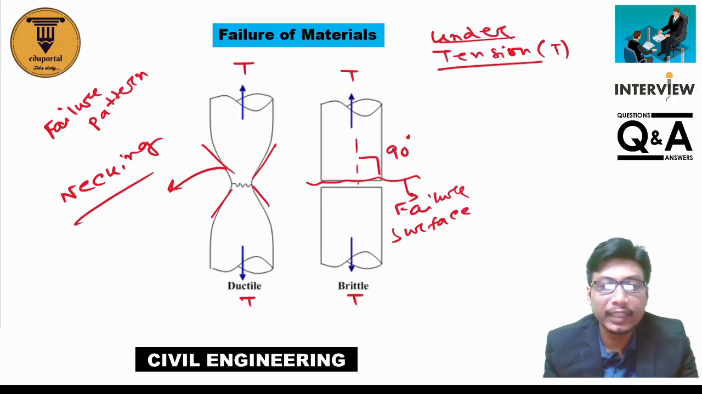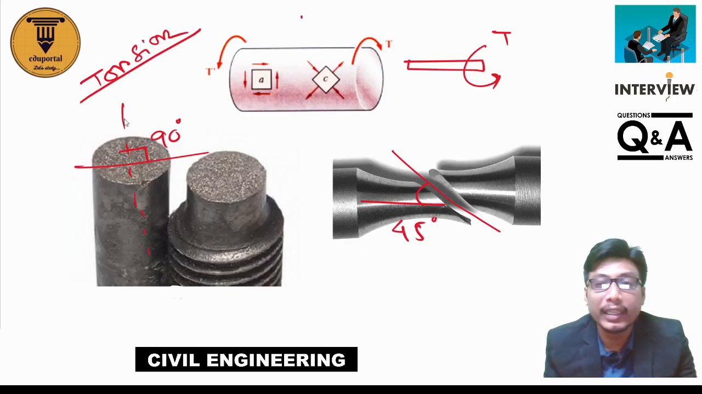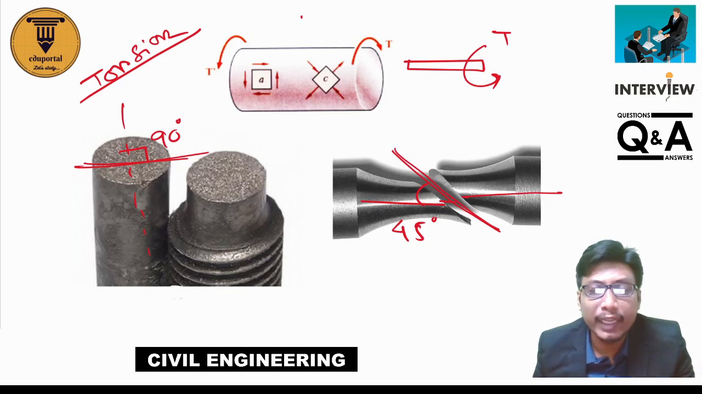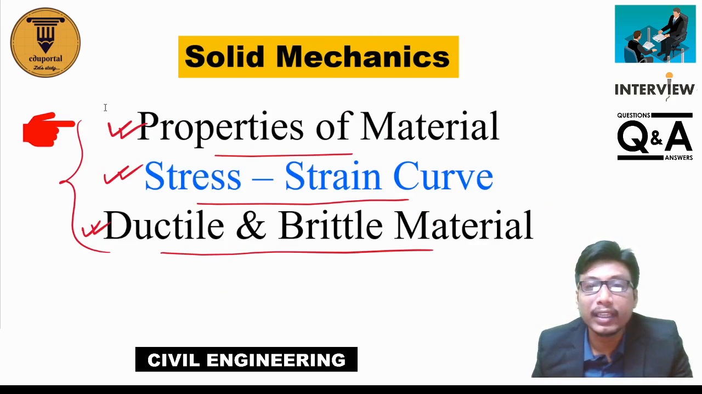So in case of ductile and brittle material under tension, the necking phenomenon can be seen in ductile material, and in case of brittle material the failure surface is 90 degrees. But in case of torsion, the failure surface of ductile material is 90 degrees, and in case of brittle material the failure surface makes an angle of 45 degrees with the axis of the member. Okay, so this is the axis of the member. So these are the main two types of failure of ductile and brittle material. These are the questions that can be asked in the interview.